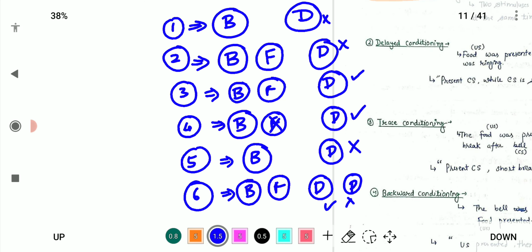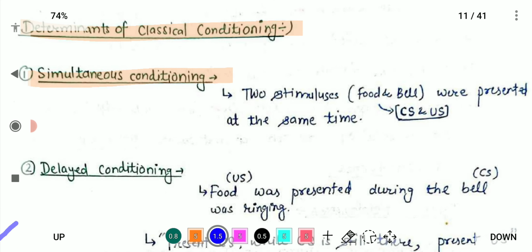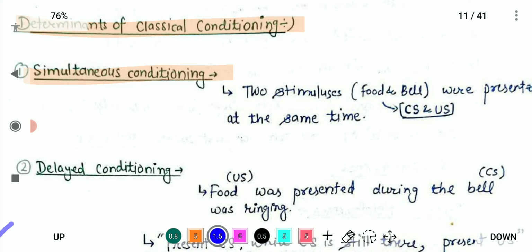So this is Pavlov's conditioning. We are conditioning the dog with the help of the bell and food. Okay, now we are going to see determinants of classical conditioning.